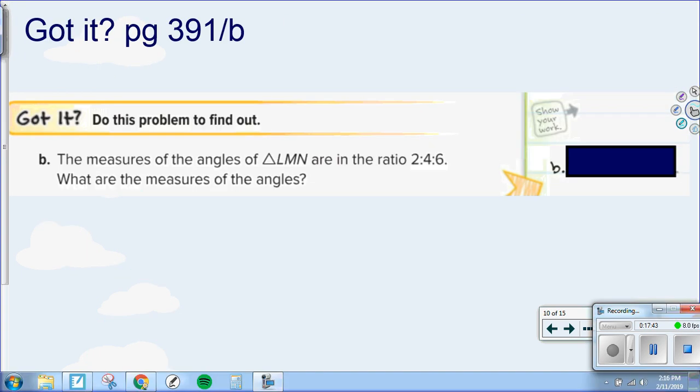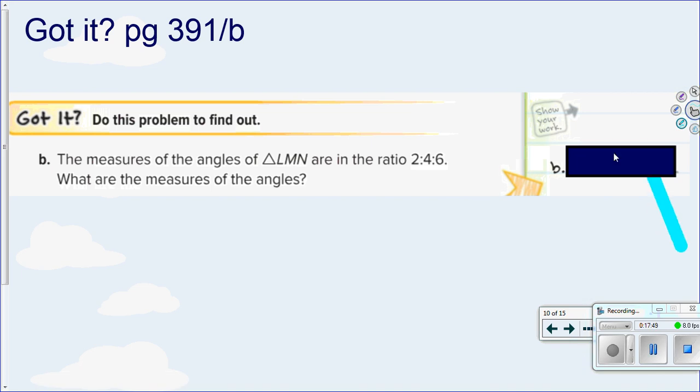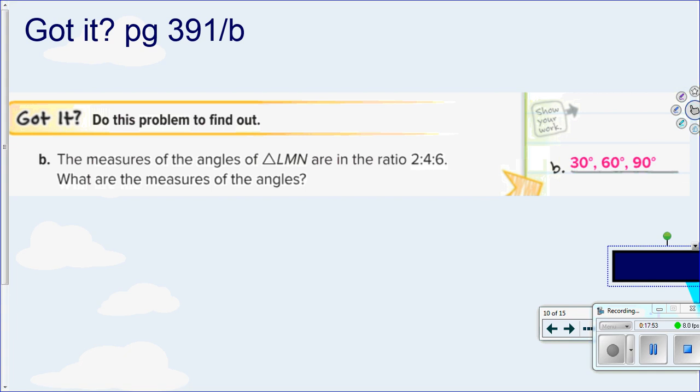Very good. Turn to page 391, do letter B. So the measures are 30, 60, 90. I know that two of the examples we've done have 30, 60, 90 degrees. They're not always like this, so don't get in the habit of writing 30, 60, 90 when they give you a ratio.